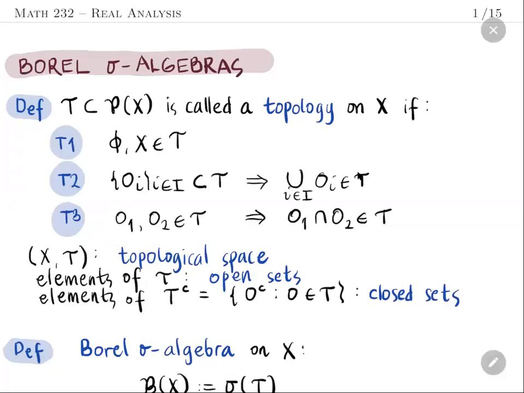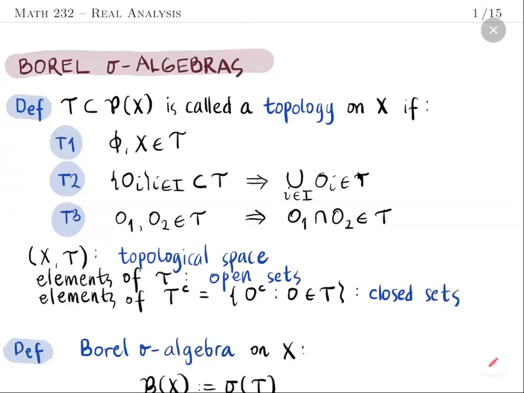Welcome to the second lecture on real analysis. So here we will discuss how to generate sigma algebras from the so-called open sets. And these open sets are elements of topological spaces. So those who are not familiar with topological spaces, let us consider the following definition.